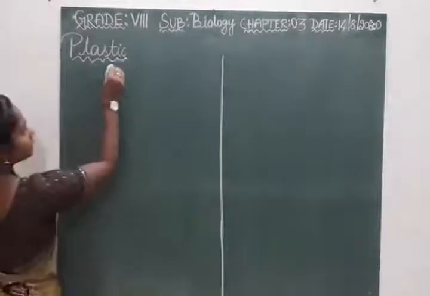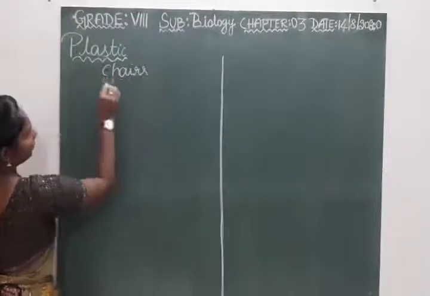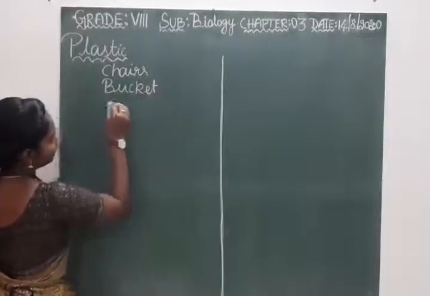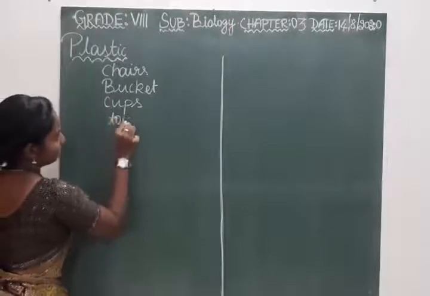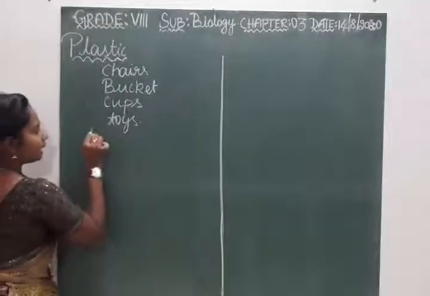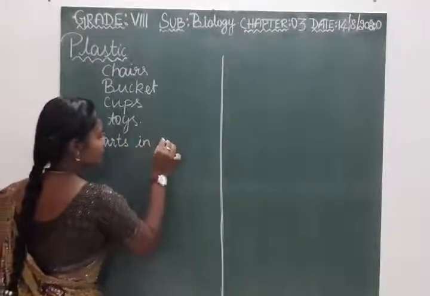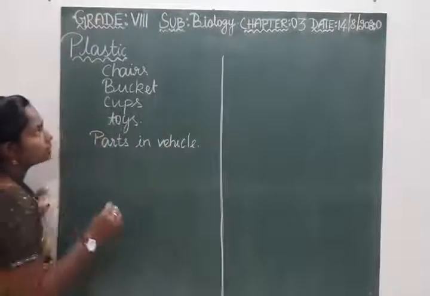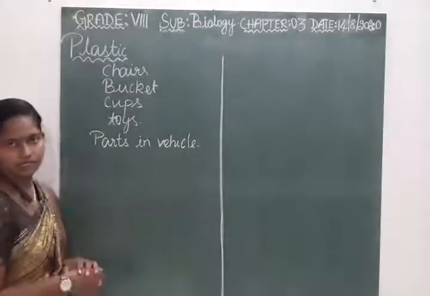Okay. First, chairs, bucket, cups, toys, and some parts in the vehicle. So we are depending on plastics for a lot of items and materials.